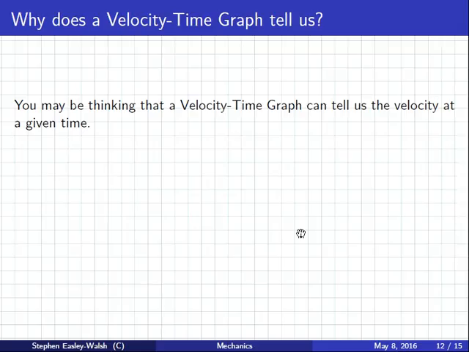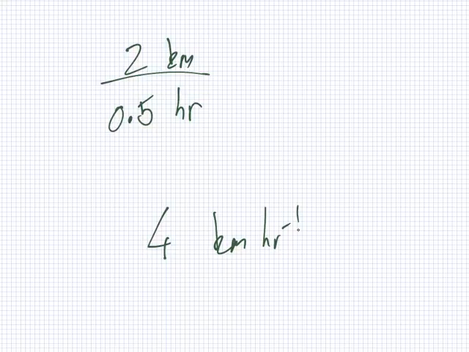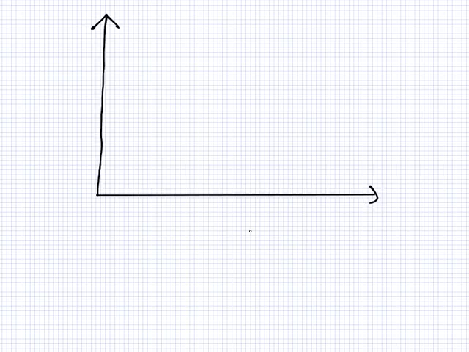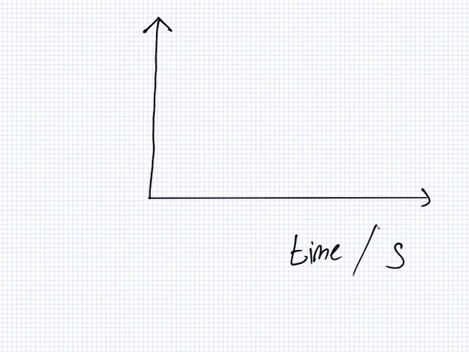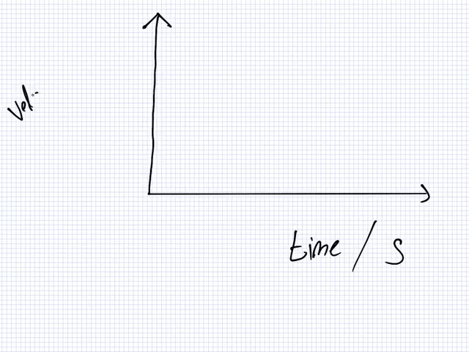Okay. So you may be thinking that a velocity-time graph can tell us the velocity at a given time. True, it does. However, it can tell us much more. This is important, you need to write this down. What is on this axis? Time. And its unit? Seconds. And on this axis? Velocity. And its unit? Meters per second. Now, watch this. If I was to just draw a straight line here, let's say it just goes from here to here.